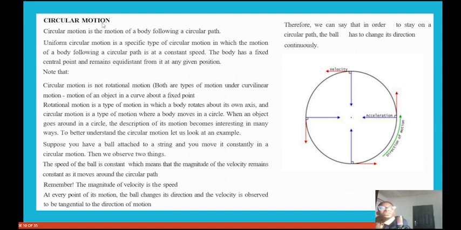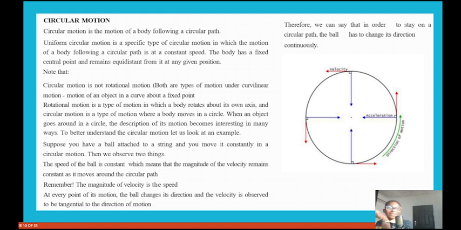Uniform circular motion is a specific type of circular motion in which the motion of the body following a circular path is at constant speed. I know we've explained that the speed is constant. That is, the distance covered per unit time is what is constant.